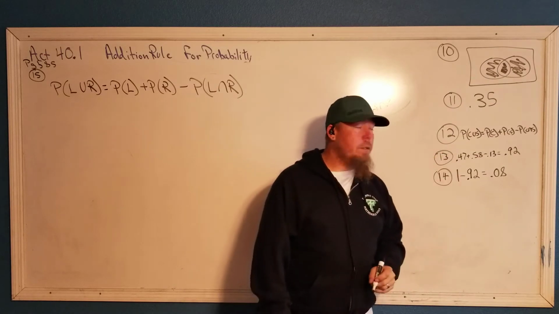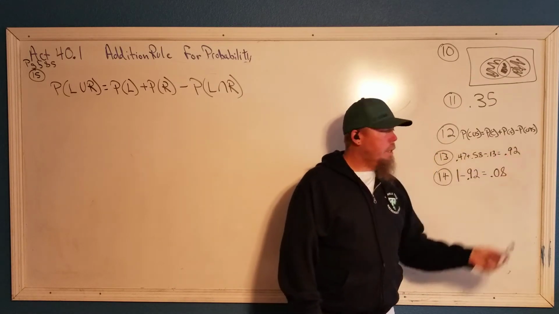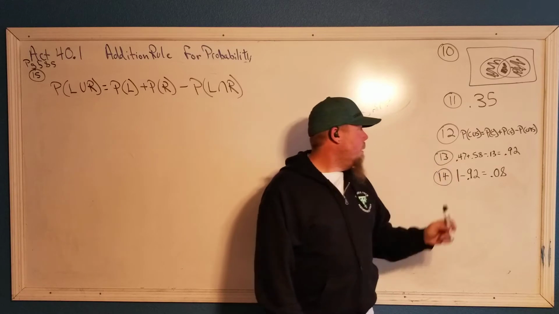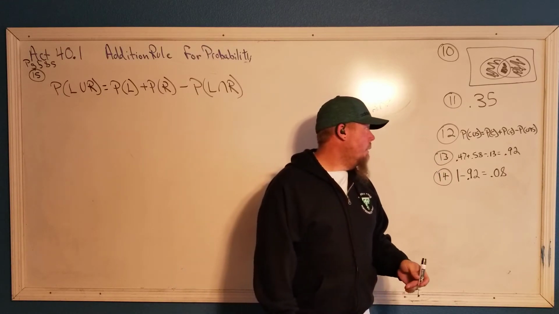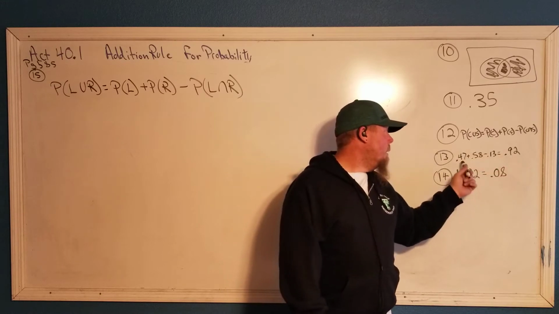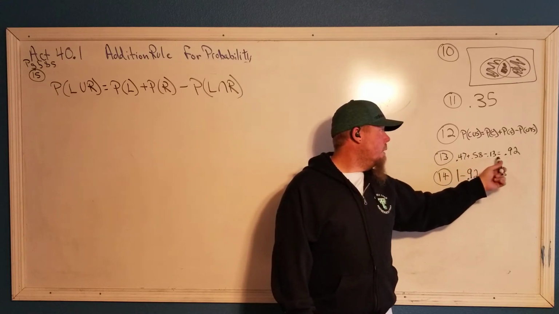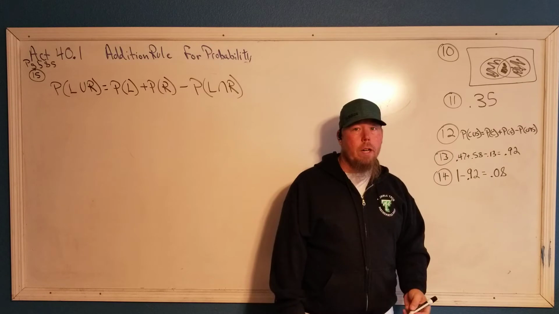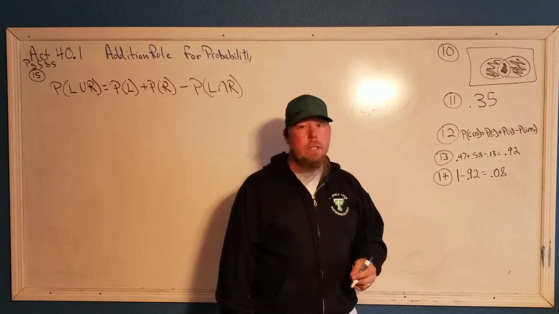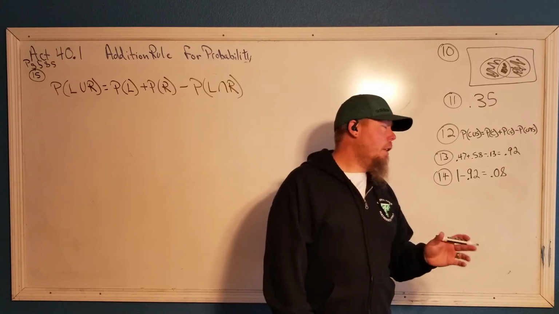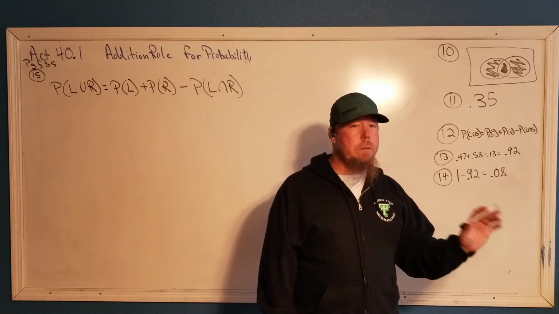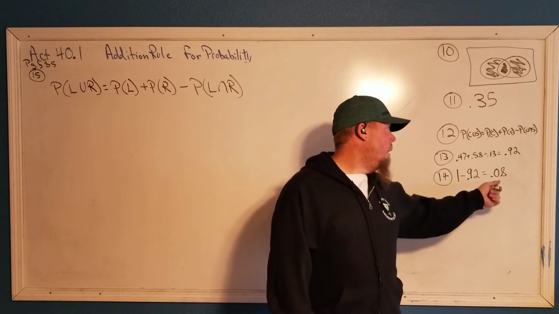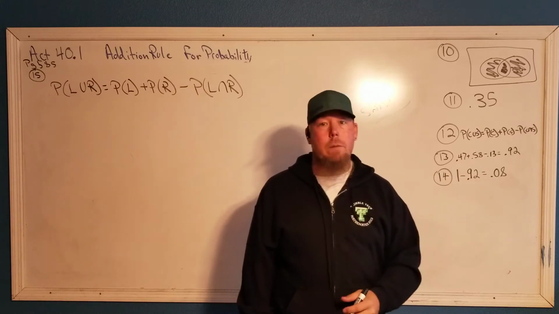Number 12 asks us to write the addition rule, so there I copied it with the letters that we just used. Number 13 gives us another example, and they ask us to actually find the overlap. What I did was write in the numbers they gave us, and so the overlap is 0.92. And then in number 14, given the OR, we know that the complement has to be whatever's missing. So I did 1 minus 0.92 and got 0.08. Hopefully that checks out with what you got.